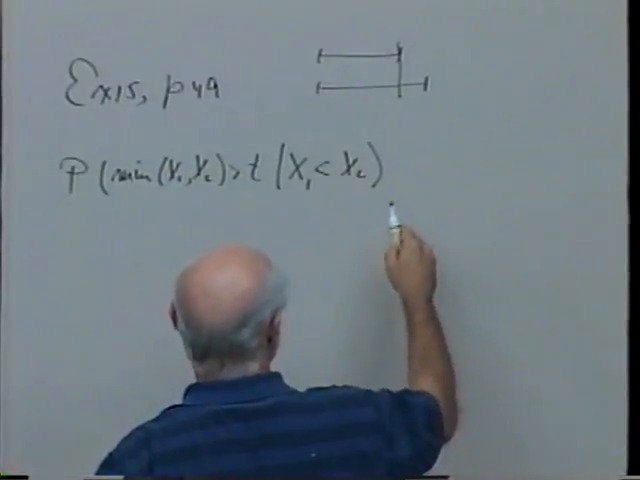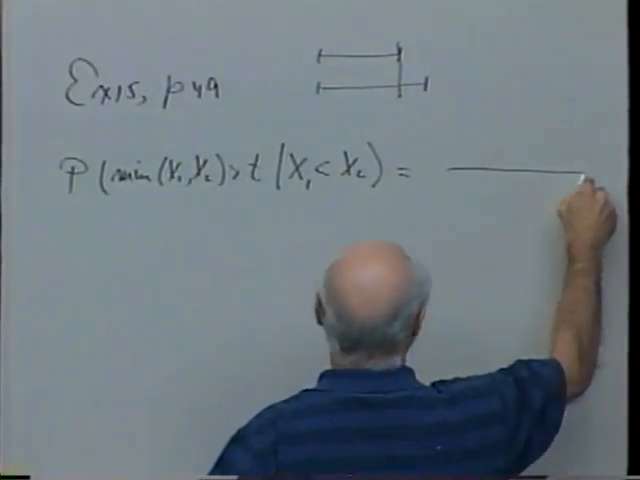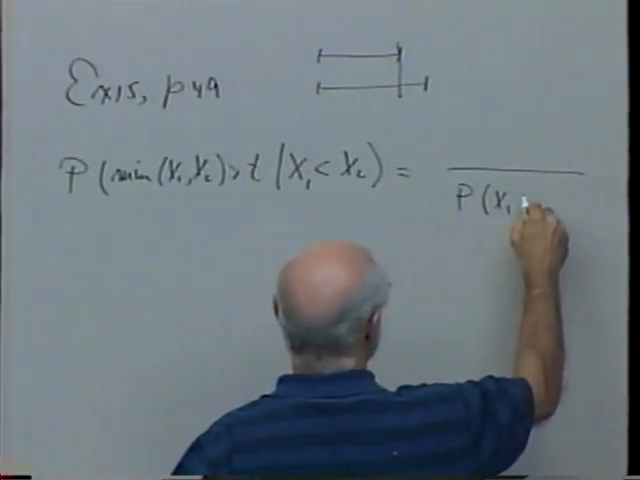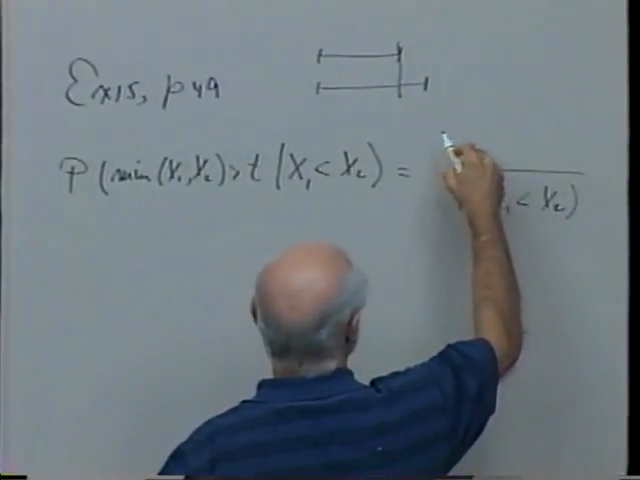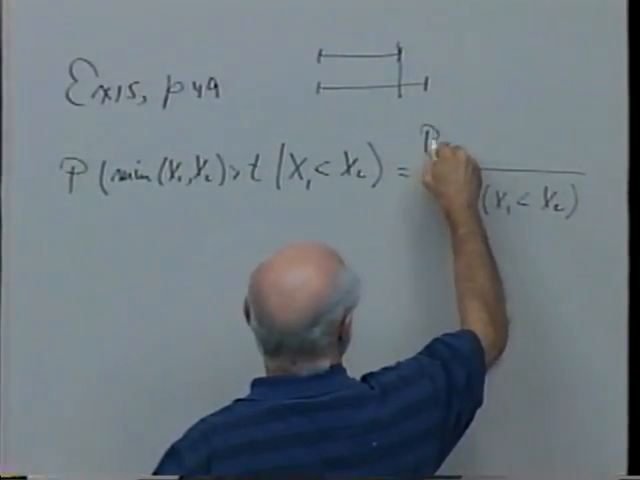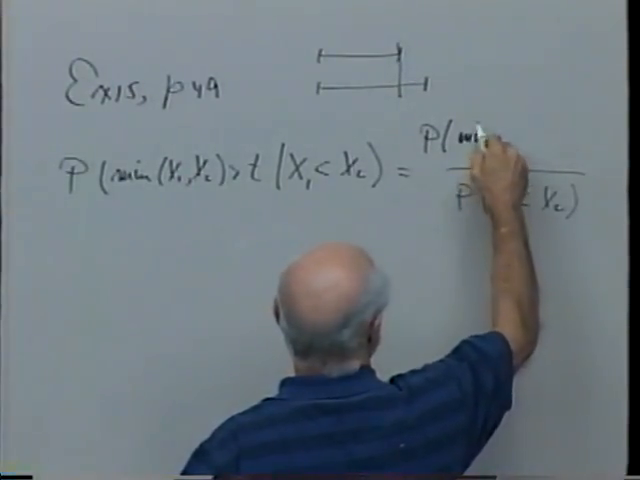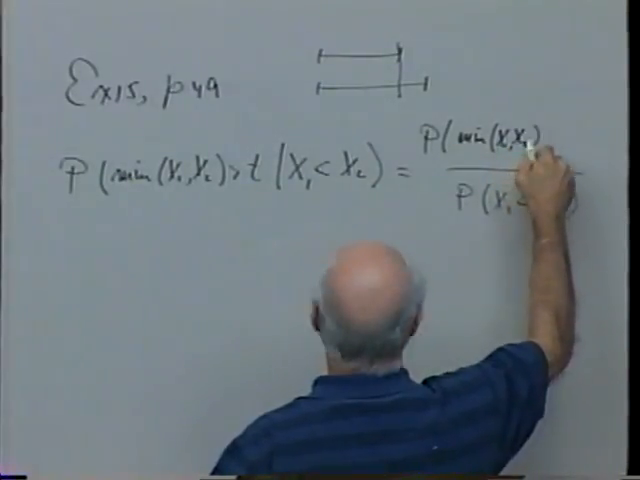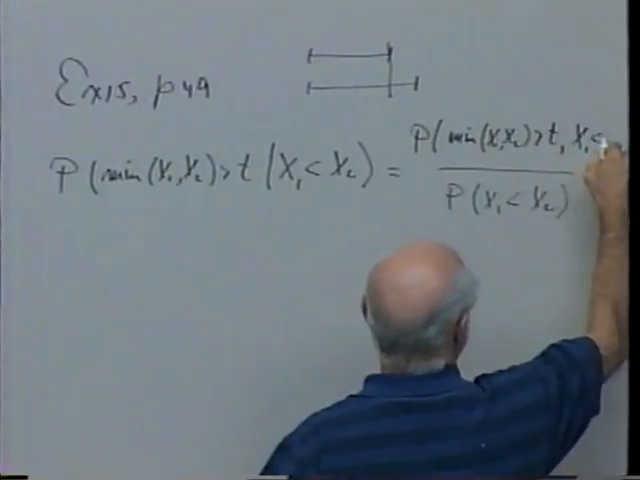So now I want to calculate this probability. This is a conditional probability, so the denominator is the probability of the event on which I'm conditioning, and the numerator is the probability of the events jointly. So we want the probability that jointly the min is greater than t and x1 is less than x2.